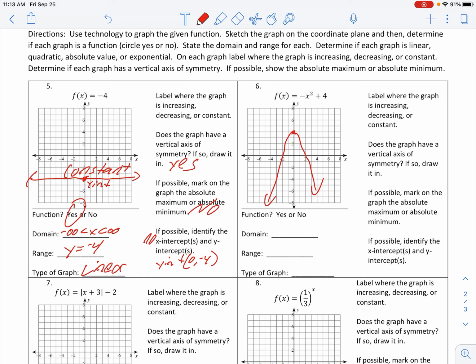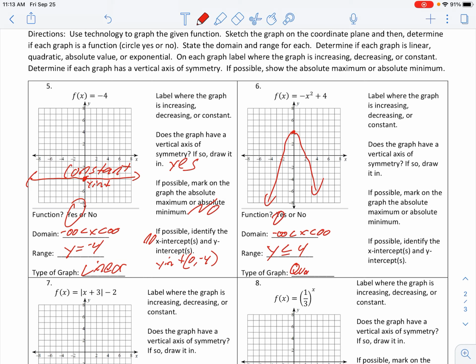Okay, it is a function. The domain, because these arrows tell me it continues to open out to the left and continues to open out to the right, the domain is everything here, from -infinity to +infinity. Another way to say that is all real numbers. The range, though, is everything below that ceiling. My ceiling is up there at 4, so I want everything below 4. So I say y is less than or equal to 4.